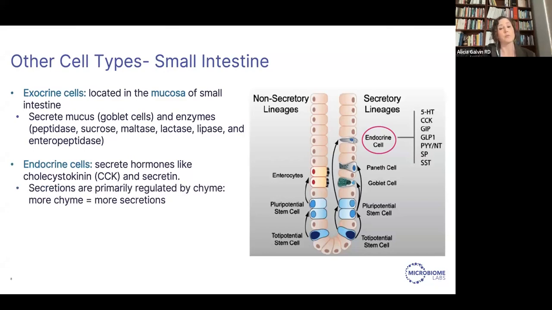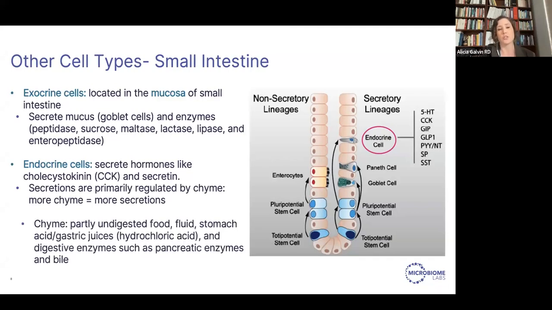Now, these secretions are regulated by chyme. So the more chyme we have, the more secretions. And just as a review of what chyme is, it's basically this lovely mass of undigested food, stomach acid, gastric juice and pancreatic juice. So it's this lovely mixture that is formed in our stomach, and then it gets dumped into the small intestine.